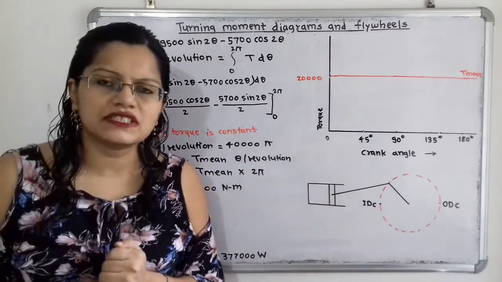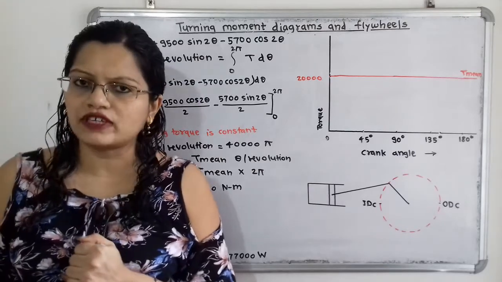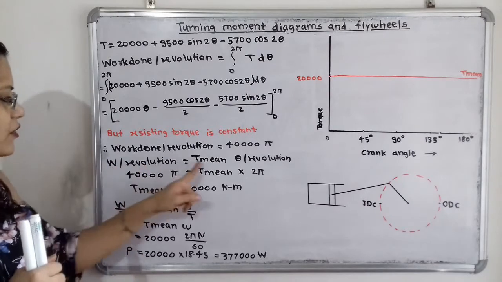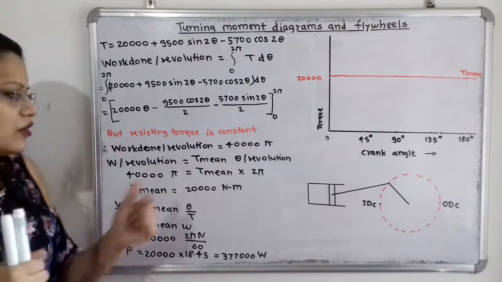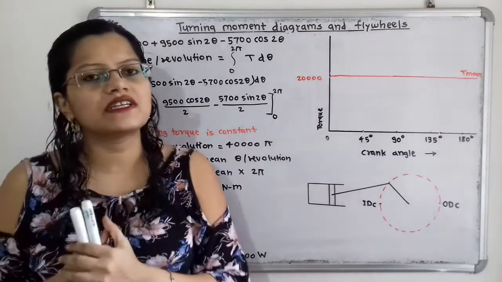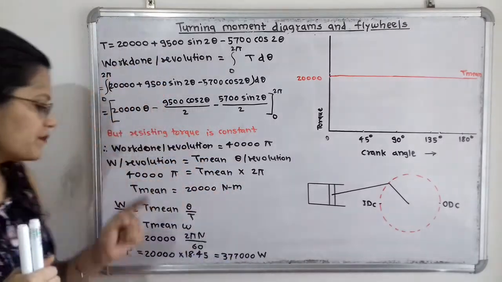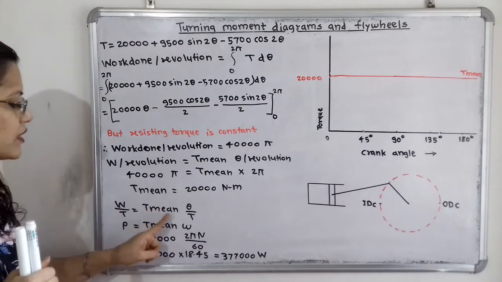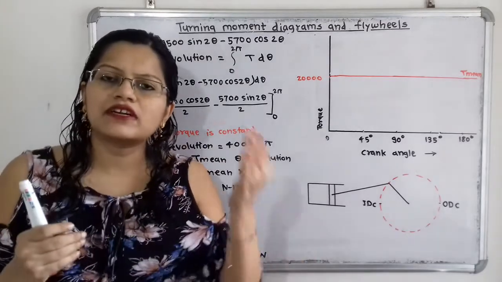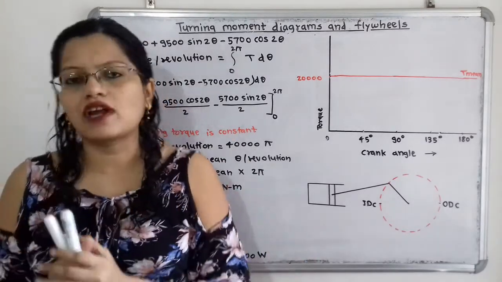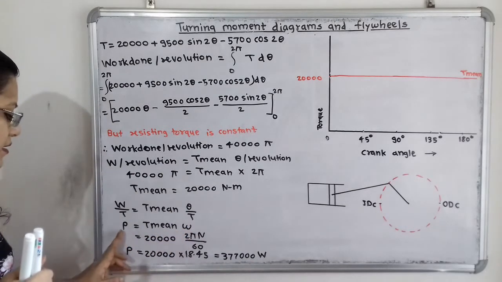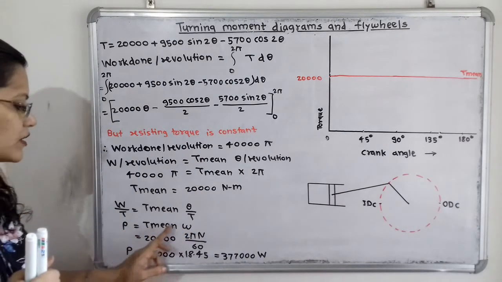The first question is that we have to find out the power developed. How to calculate that? We know that work done is equal to T mean into theta. If I divide both sides by time t, work done per unit time means what? It is nothing but power. So W by t is equal to T mean into theta by t. Theta by t means what? Theta by t, that is angular displacement by time, is equal to angular velocity omega. So if I put omega here, then P is equal to T mean into omega.